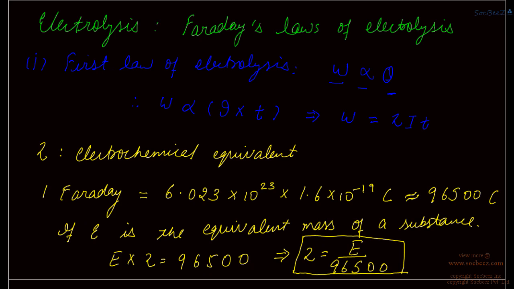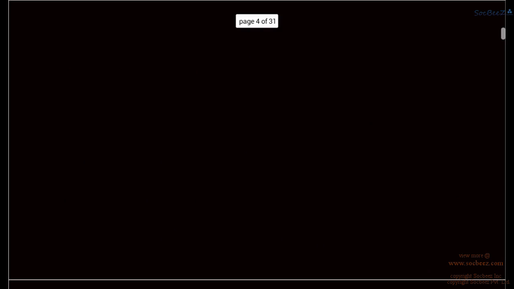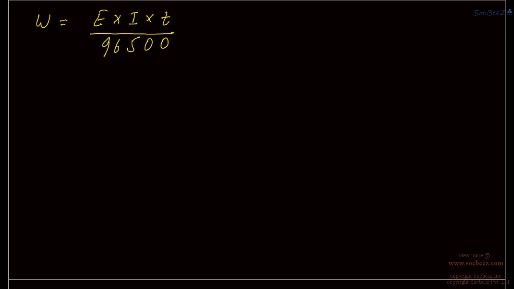Now, if we substitute the value of Z in the first law of electrolysis, we get the expression for the amount of substance deposited: W equals E into I into T upon 96500.